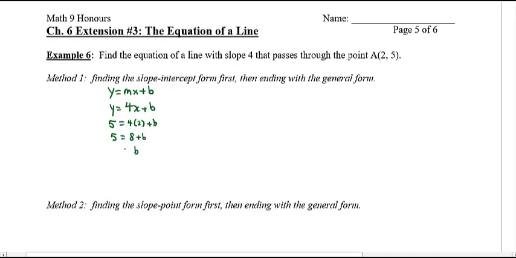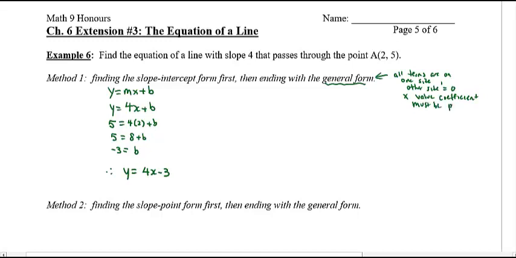Hopefully you remember how to do this. This equals -3. So therefore, the equation of this line is y equals 4x minus 3. Okay. Now, by the way, in general form, what is required is that all the terms are on one side and the other side is 0. And not only that, the x value coefficient, that means the number in front, must be positive. So there are just some rules to make it look a different way.